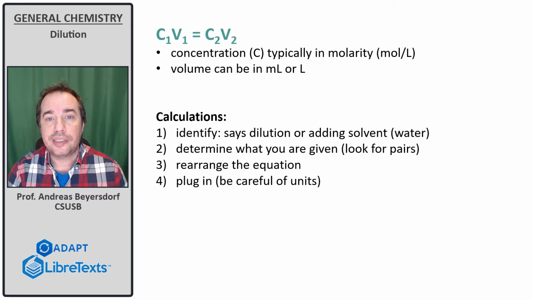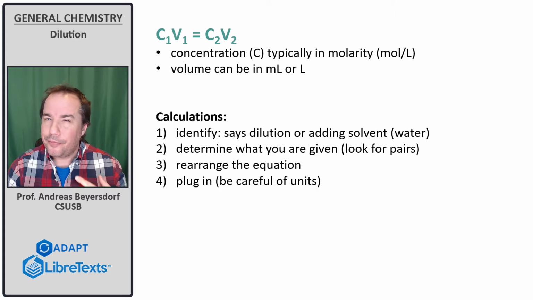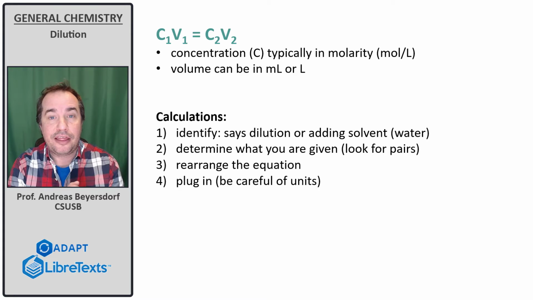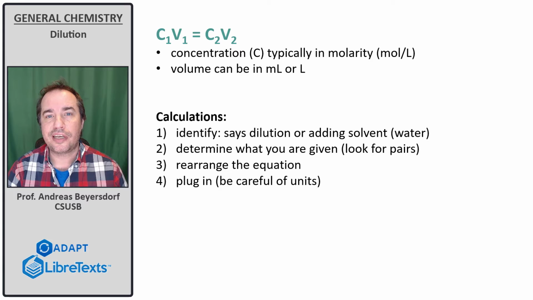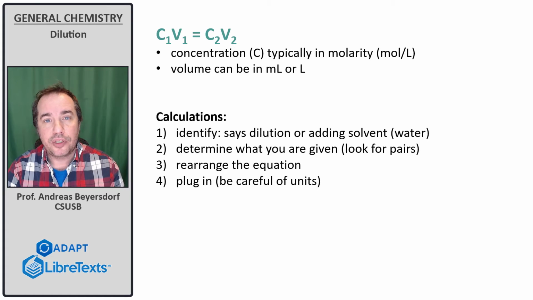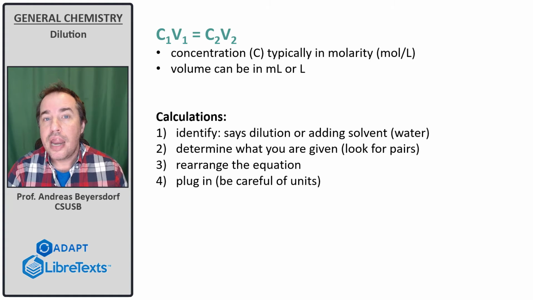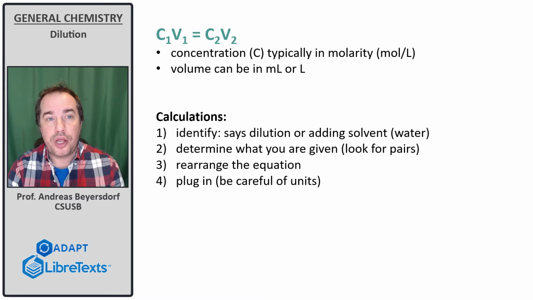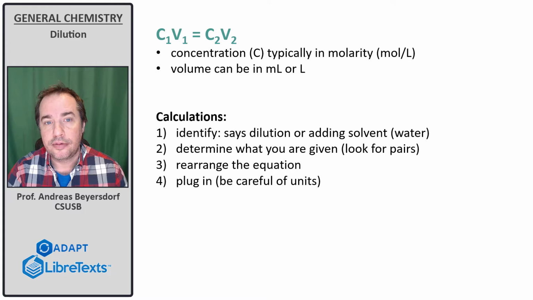The first thing we do is identify that it is a dilution problem. This can either be it saying specifically that there's dilution involved, or it could say something like we are adding solvent or you're adding water. Next, you determine what you are given. So you look at the numbers given and you determine whether that's C1, V1, C2, or V2. Next, you rearrange the equation to get what you're looking for, the goal of the question. And then you plug in your values.